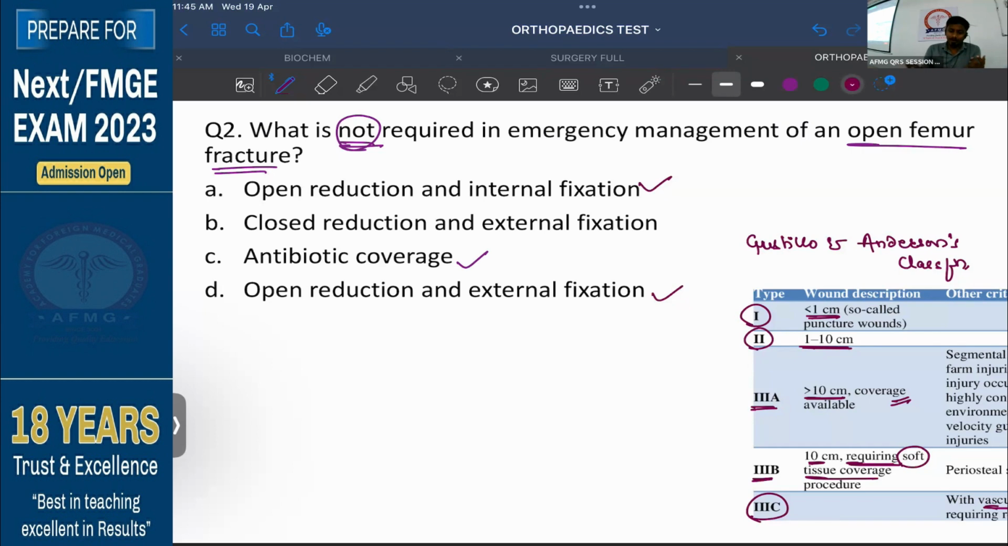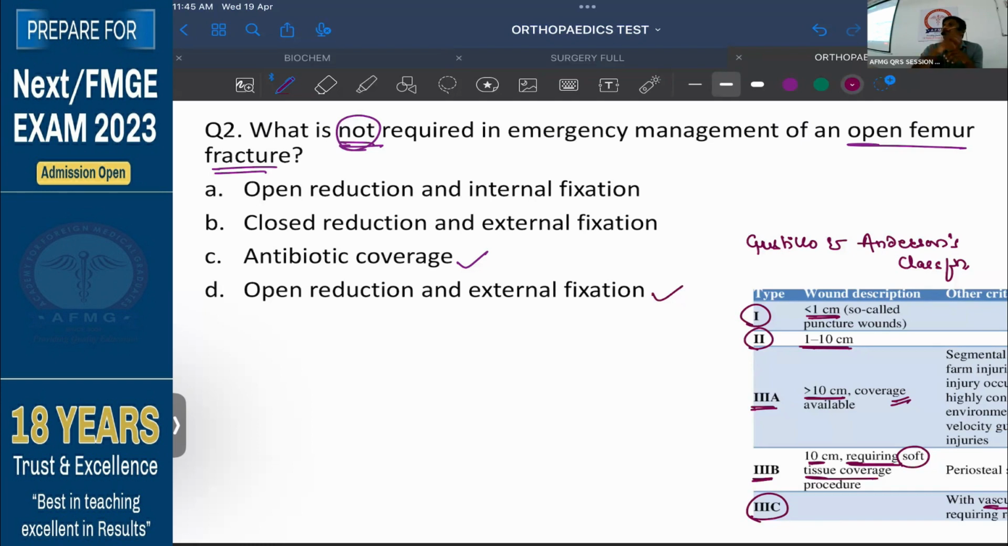Definitely you will not go for, sorry, please remember, ORIF की अगर मैं बात करूं, इसमें अगर मुझे बेस्ट चॉइस चूज करना है, ORIF हम इंट्रा आर्टिकुलर फ्रैक्चर्स में जरूर करते हैं. But the problem is, if it is an open fracture, now what we do for some time, at least we'll go for an external fixation. We'll give antibiotics to the patient. We will let the infection resolve, and then we'll go for an ORIF in the patient.